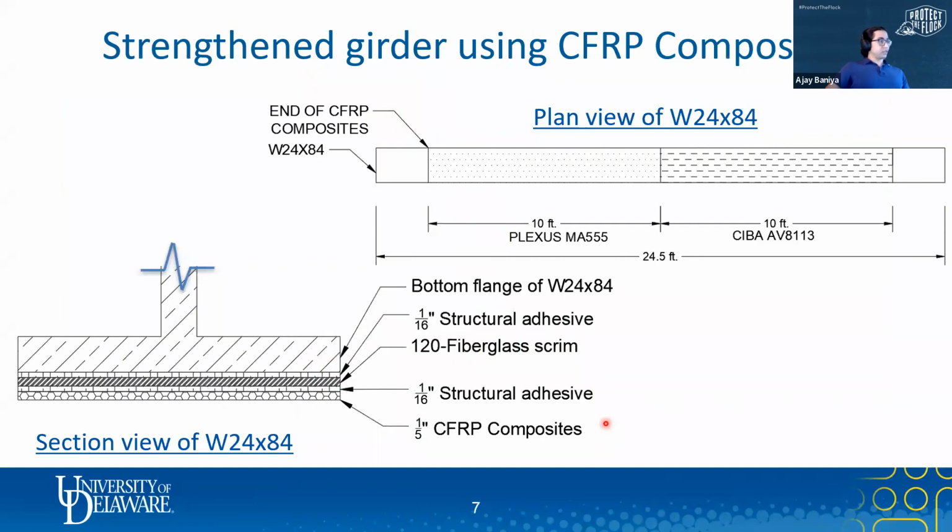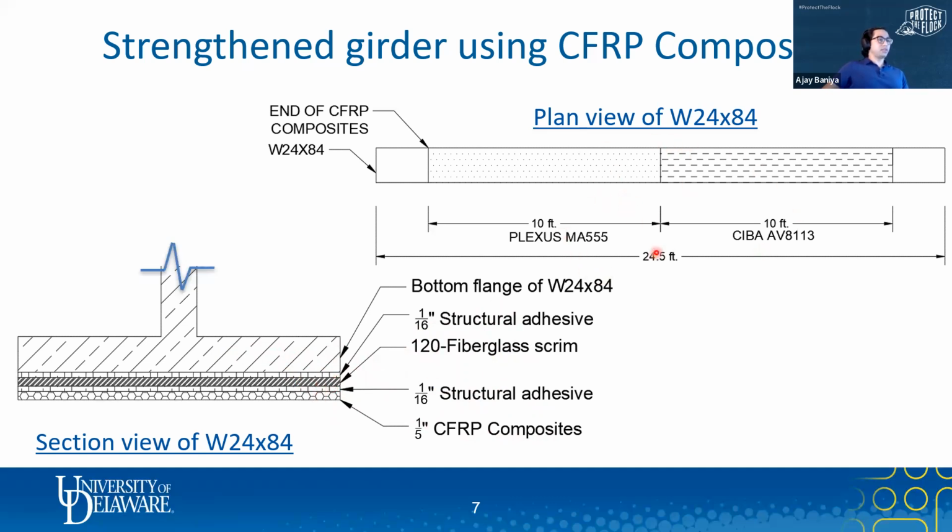Here are some more details on the CFRP composites. As you can see on the left, the section view shows the bottom flange of the W24x84. CFRP composite was attached to the bottom flange using structural adhesive, and they used glass fabric as a barrier between the CFRP composite and the steel surface. The glass fiber prevents the galvanic reaction, thus protecting from galvanic corrosion.